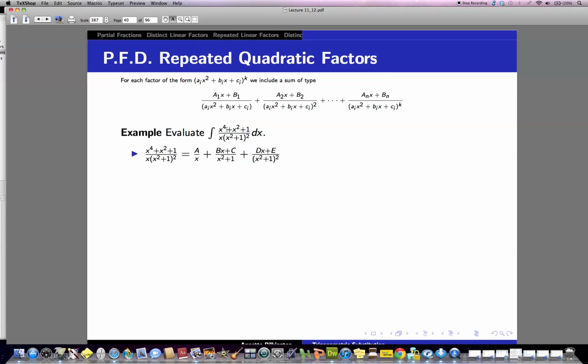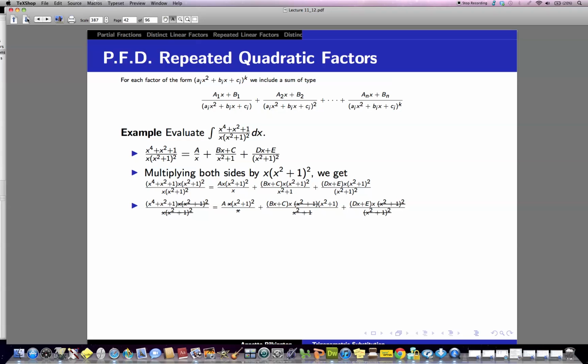So the partial fractions decomposition of this rational function is going to look like A over x for that single linear factor, plus Bx plus C over x squared plus 1, plus another term, Dx plus E over x squared plus 1 squared, because that irreducible factor appears twice. And then, of course, I continue to integrate.